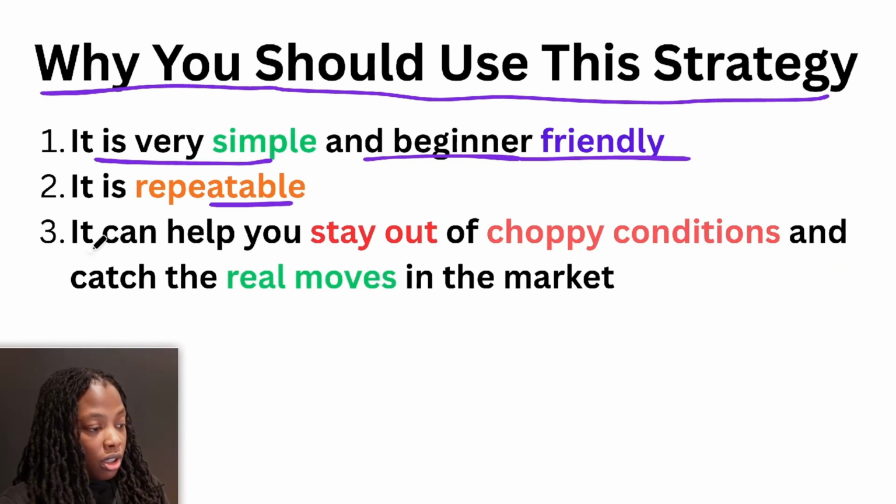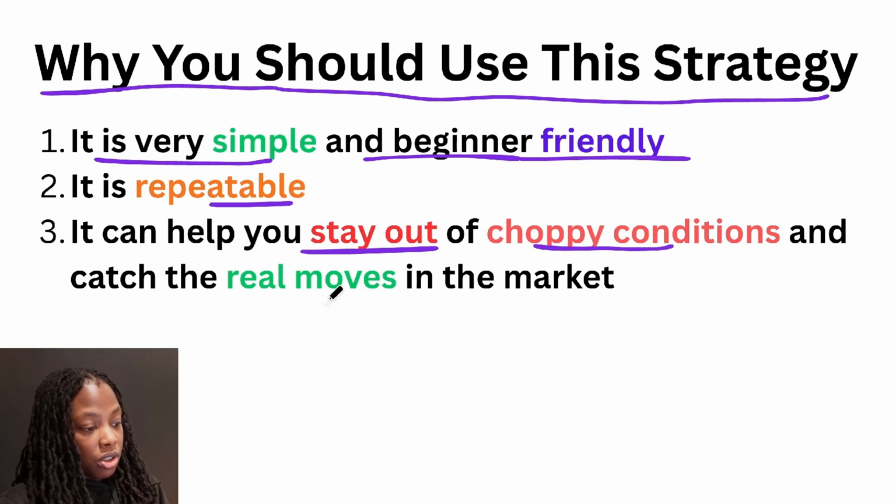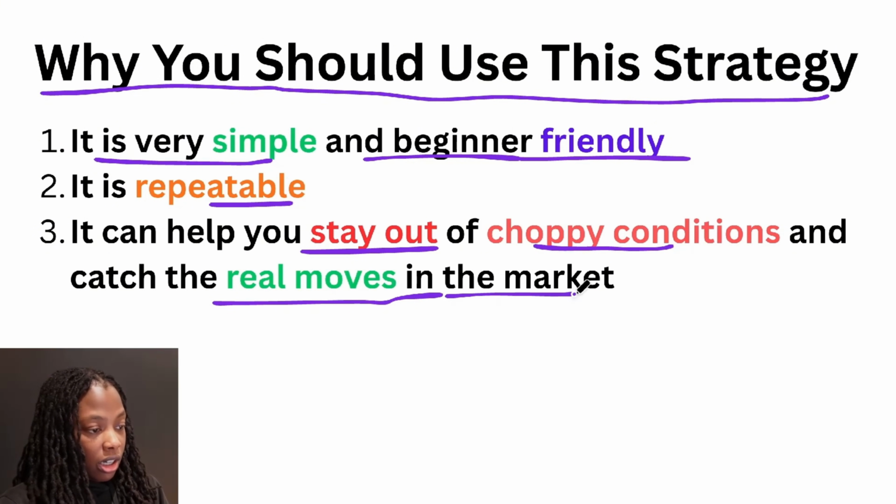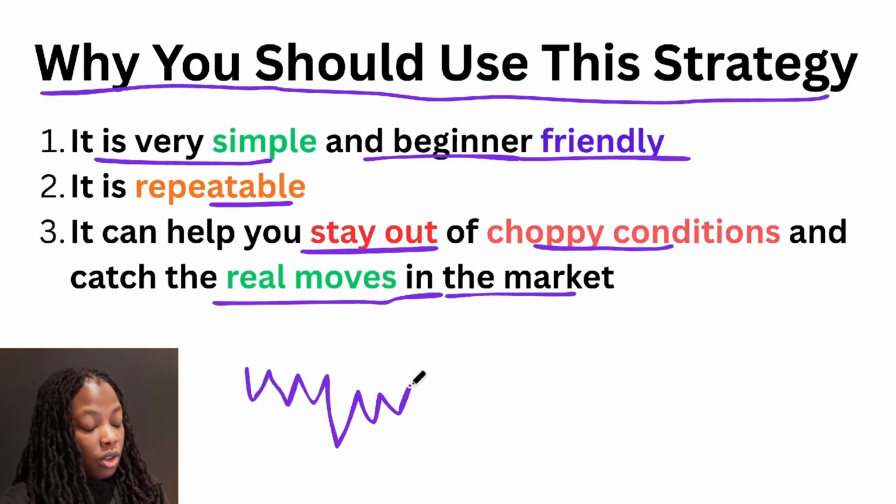Number three is the most important. It can help you stay out of choppy conditions, and then you can catch the real moves in the market. By choppy conditions, I mean when the market hasn't picked a clear direction yet at the open, and we're just waiting for the market to form a clear trend, such as when you have higher lows and higher highs in an uptrend, or lower lows and lower highs in a downtrend.